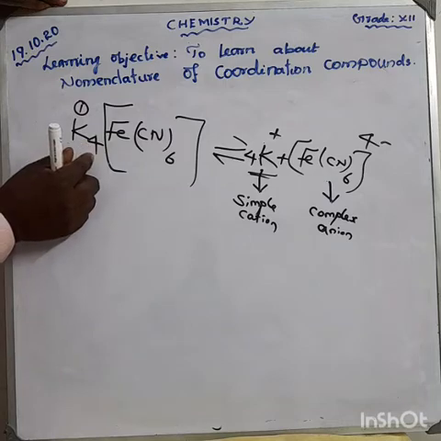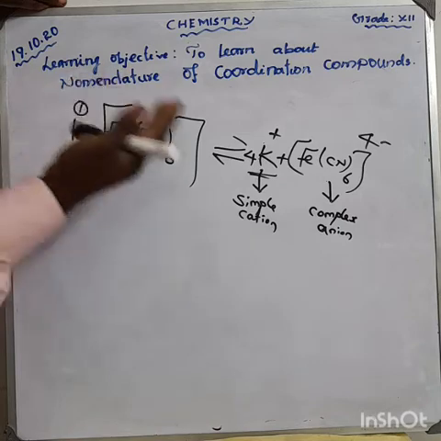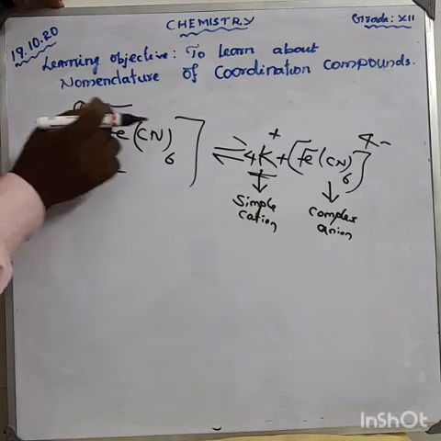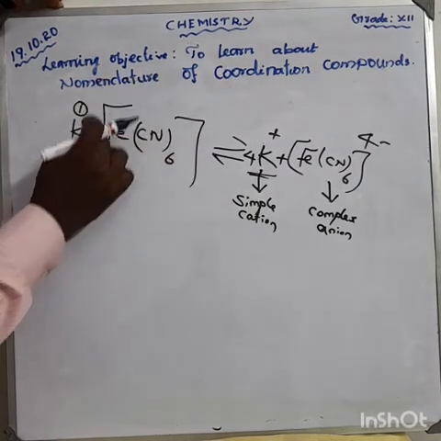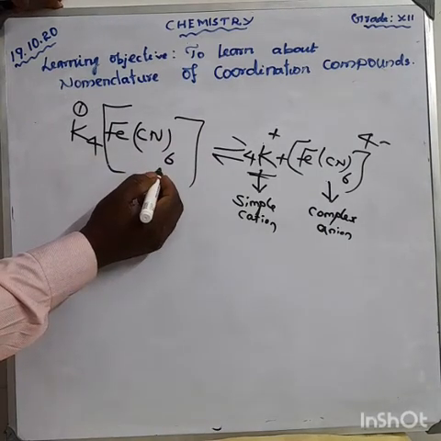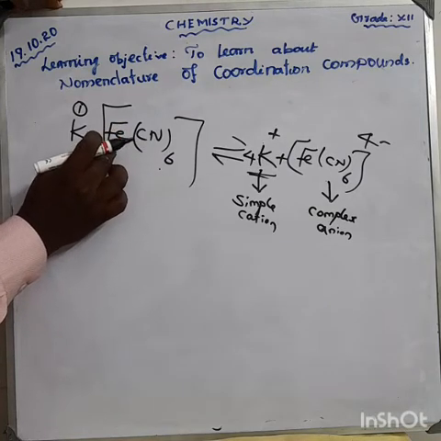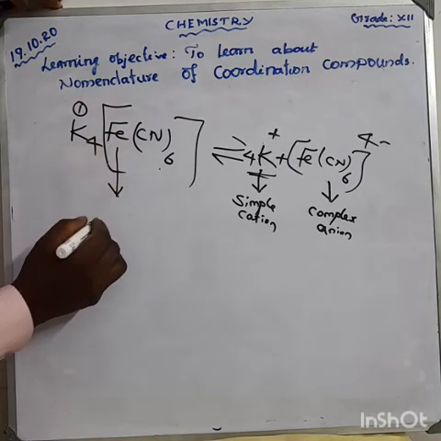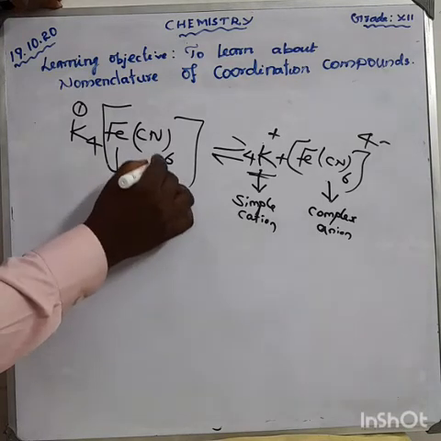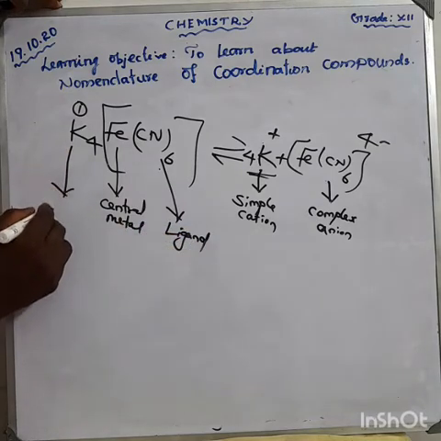So the name first goes to potassium. I will tell you how you can say this name. First start with the simple cation. Next goes the coordination entity. Next start with the ligand. This is the ligand. The ligand is attached to the central metal ion. This is the central metal ion. Am I right? Fe is the central metal. The CN is the ligand. This is the simple cation.